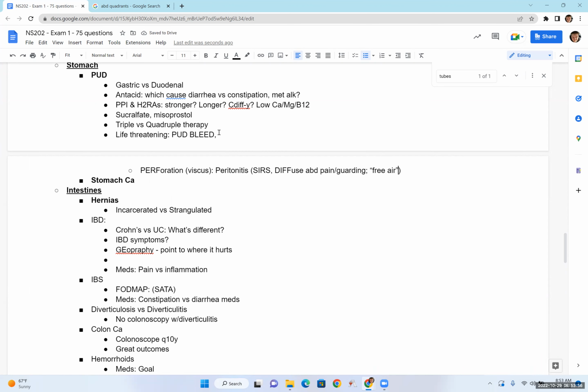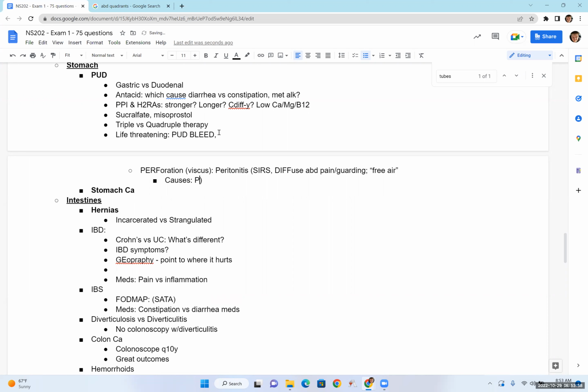So as far as perforation, we got PUD causes, right? What else causes this? What other disease process we talked about could cause your tubes to perforate? Diverticulitis. Diverticulitis can perforate. What else? Hernia is not going to cause perforation. It can cause strangulation and gangrene. It's going to just wither away. Cholecystitis? No. The gallbladder can pop, but that's a little more rare. Those are the more common ones.